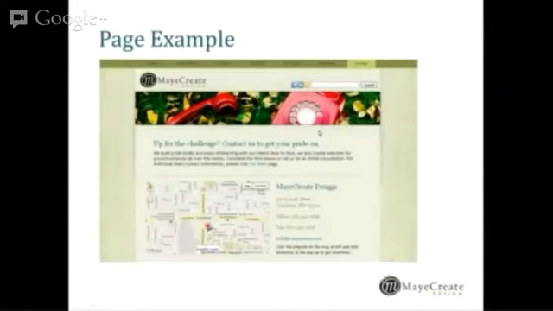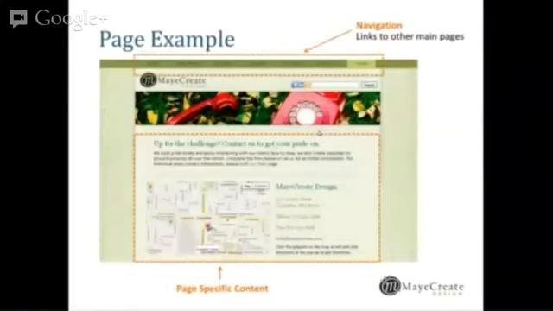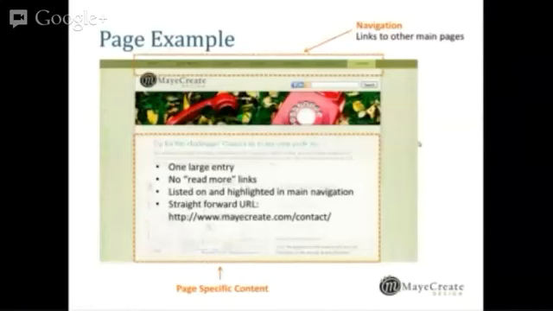So here's an example of a page. This is the navigation bar, linking to all the pages within the site. And here's the page-specific content. I'm going to observe these two things, and I'm going to think to myself, what is this? Is this a page or a post? And I have determined that it's a page because it just has one big entry on it. There's no read more links anywhere. And it's actually listed and highlighted on the main navigation. So contact, this is the contact page, is highlighted on the main navigation up here.